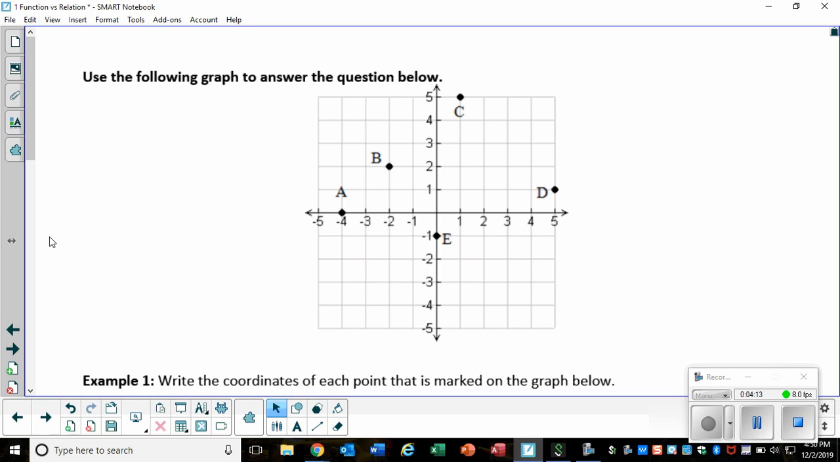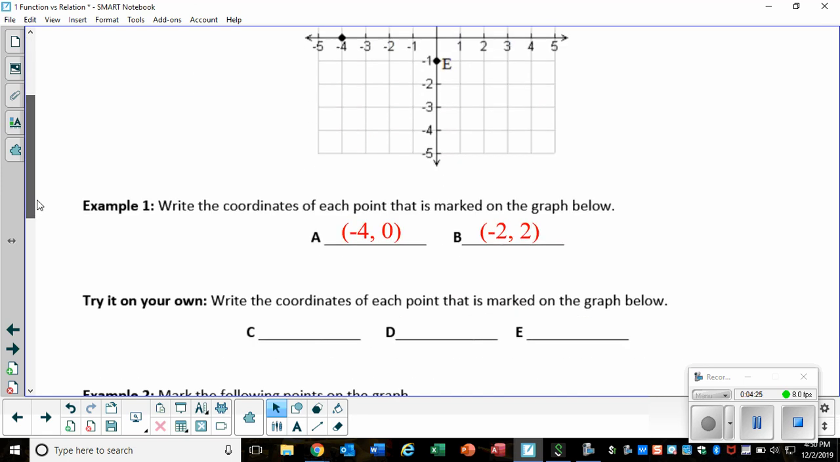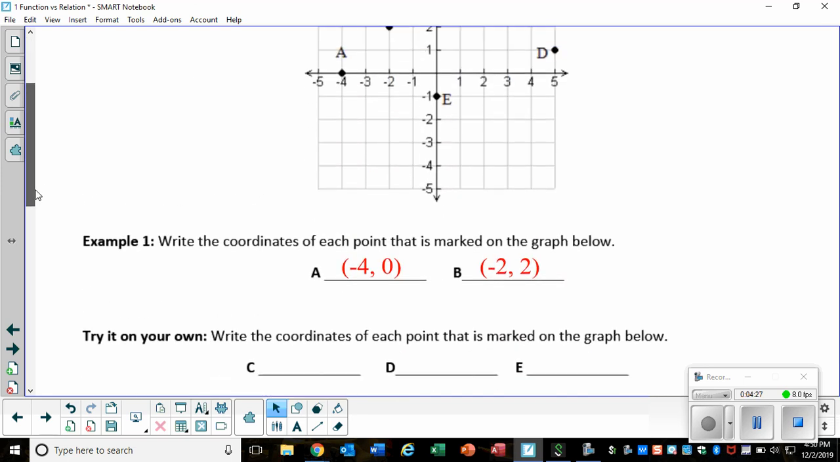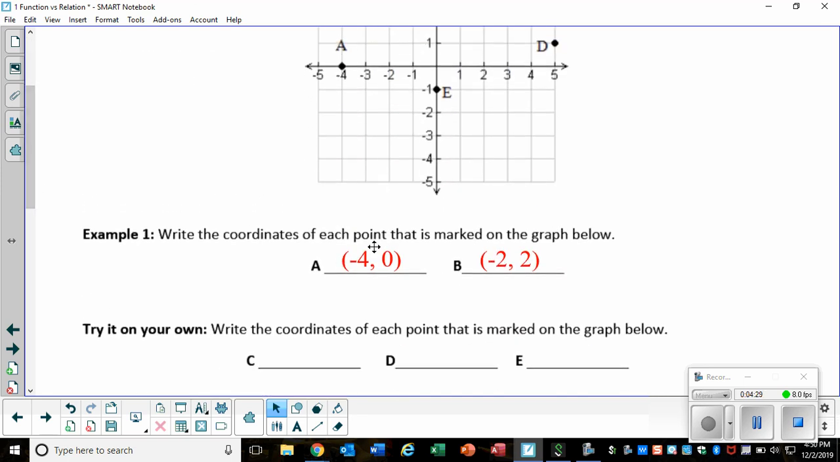Alright, we're going to review some stuff with points. We're going to use this graph to answer the following questions on the page, okay? So I'm going to have to slide back and forth, but you guys can see the whole page. Alright? So example 1, I didn't get rid of that. Oh well. We're going to write the coordinates for each point that is marked on the graph. So point A is right here.